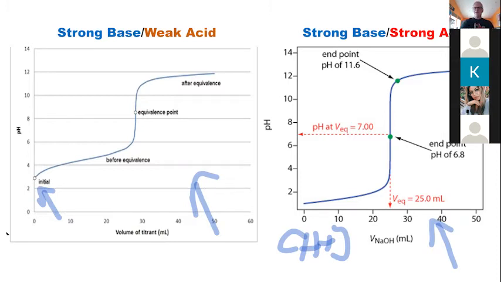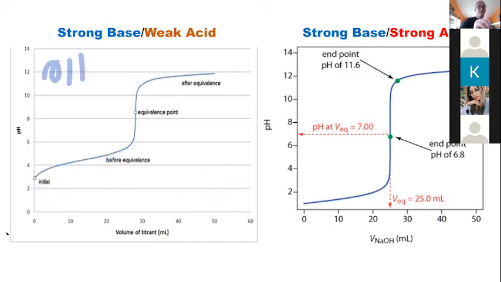Another difference is the shape is a lot different. Notice that this shape here is a lot different than the shape here. Here, with the strong acid, strong base, I get a very sudden increase in pH. And with a weak acid, it's much more gradual. And that's because the weak acid is constantly pulling H plus out of the solution. Basically, with strong base and weak acid, the OH minus I'm adding is battling with the acetate ion.